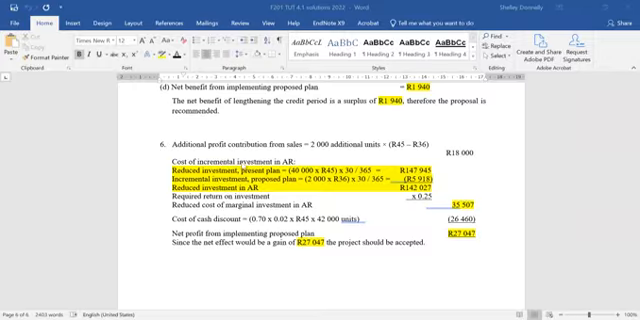Then there's the cost of incremental investment in accounts receivable. So under the new plan, they're going to be able to collect on their sales 30 days earlier.